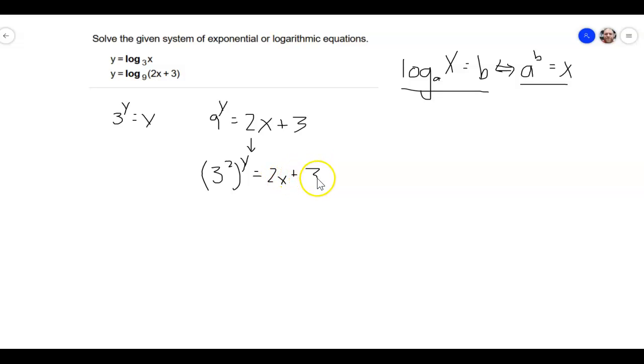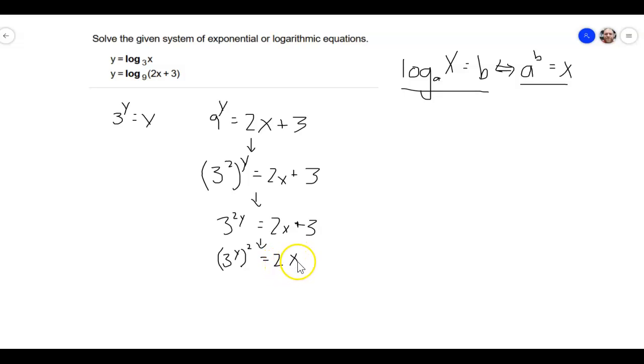2x plus 3. And then, since an exponent to an exponent is really just multiplication, this is really just 3 to the 2y is equal to 2x plus 3. And since multiplication is commutative, which means 2 times y is the same as y times 2, I can once again rewrite this as 3 to the y, squared, is equal to 2x plus 3.